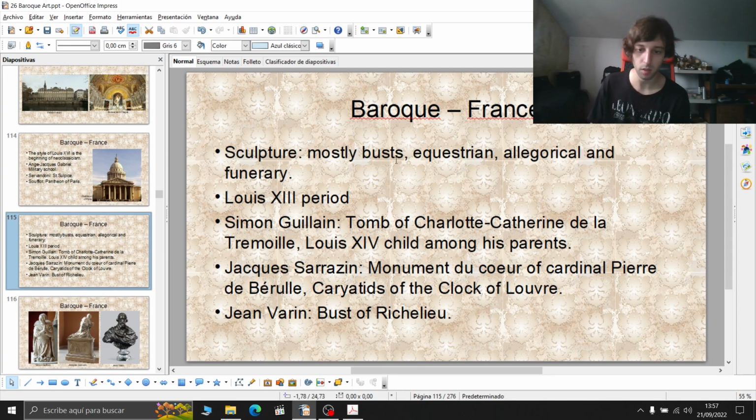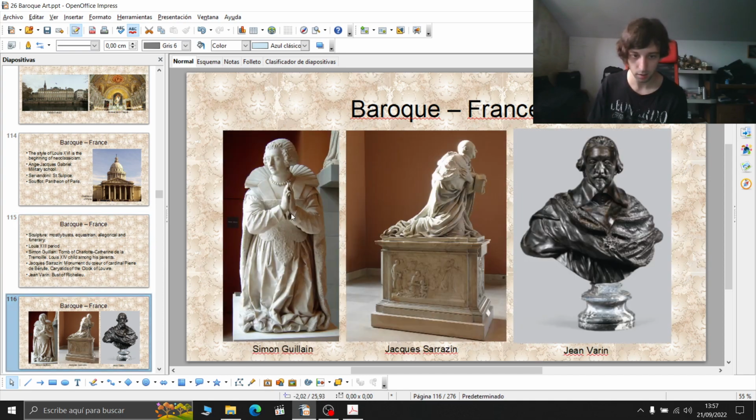Sculpture, mostly bust, equestrian, allegorical, and funerary. Louis XIII period with Simon Guillain, Jacques Sarrazin, and Jean Warin, and these are just names of his artworks.